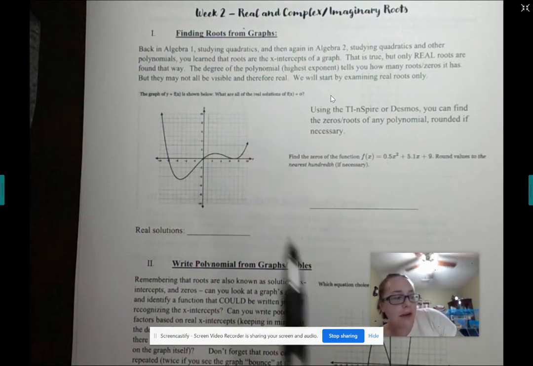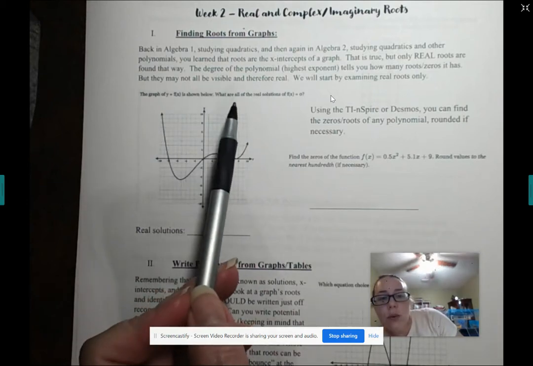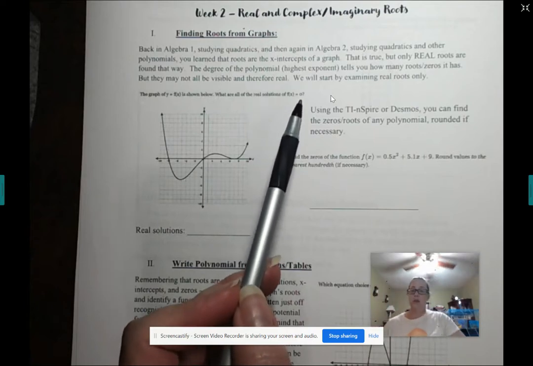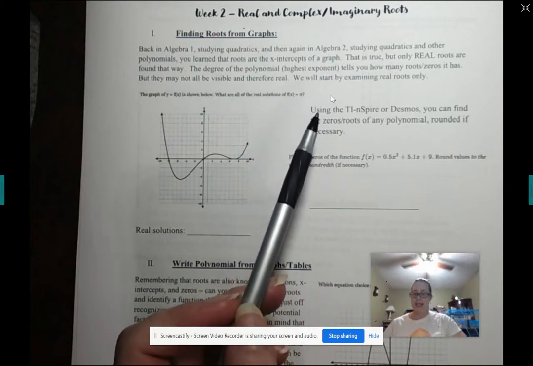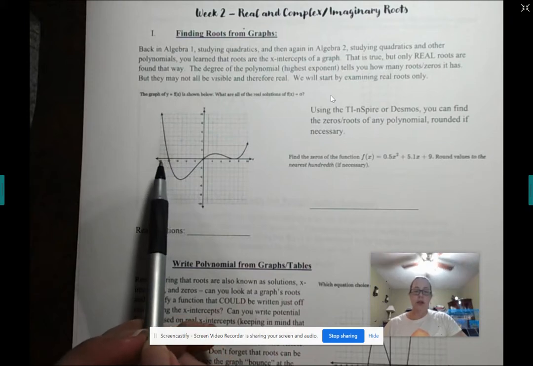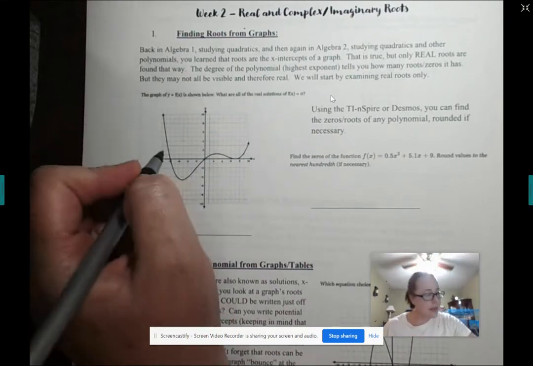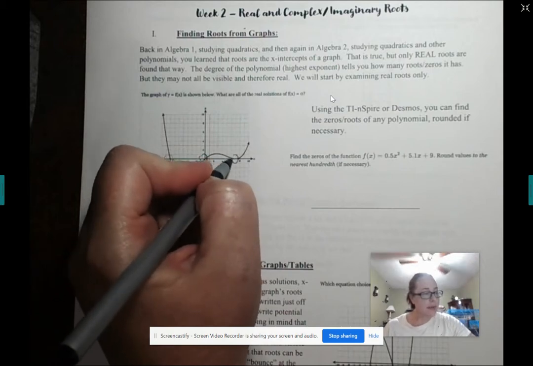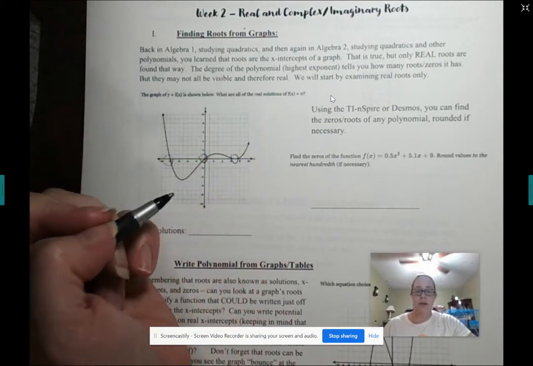So if you look at this graph right here, it says this is f of x. What are all the real solutions when the function is equal to 0, meaning when it touches the x-axis? And if you look, you can see that there's one place where it touches the x-axis, another place, and another place. And we need to find those three values.